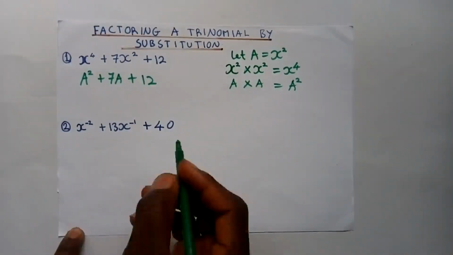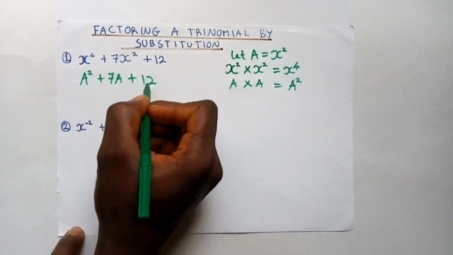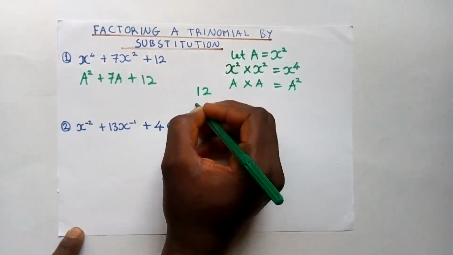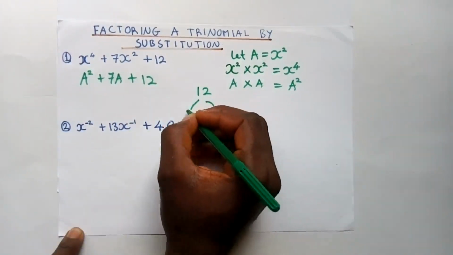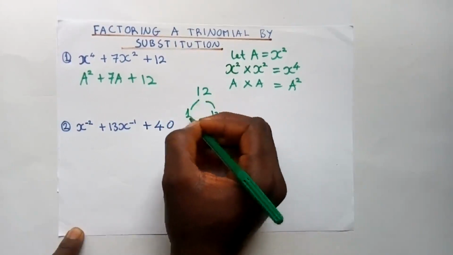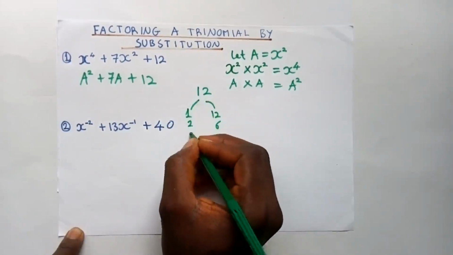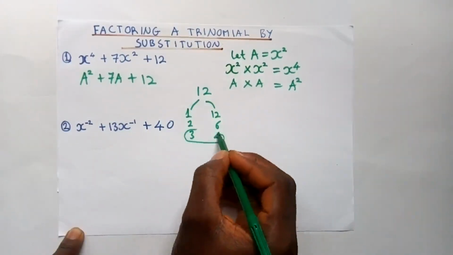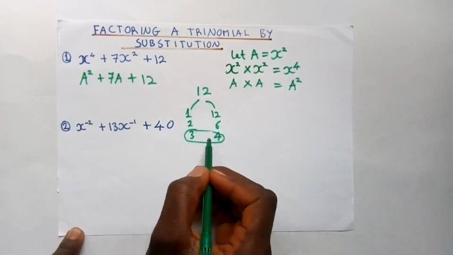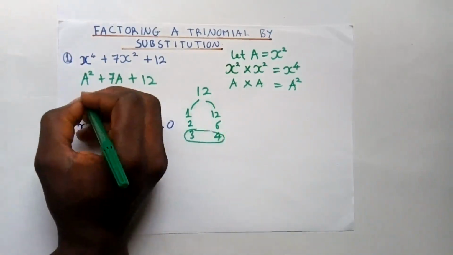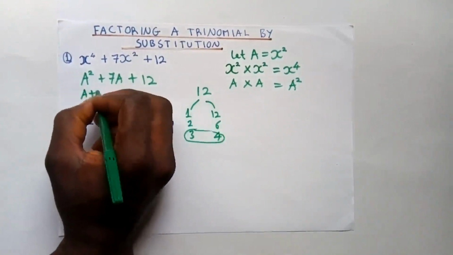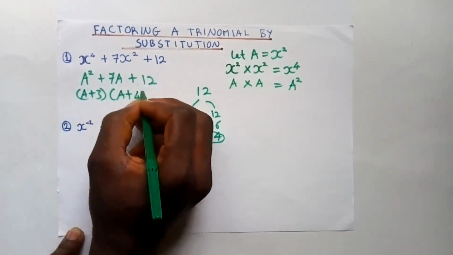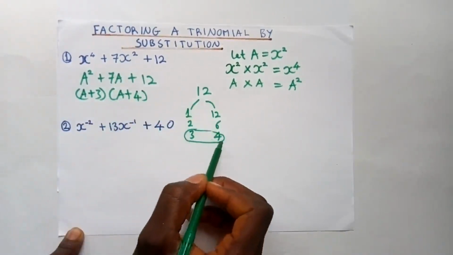We want to find two numbers that multiply to 12 and add to 7. So 12 divided by 1 gives us 12. 12 divided by 2 gives us 6. 12 divided by 3 gives us 4. 3 multiplied by 4 gives us 12, and 3 plus 4 gives us 7. So this becomes a plus 3 and a plus 4.